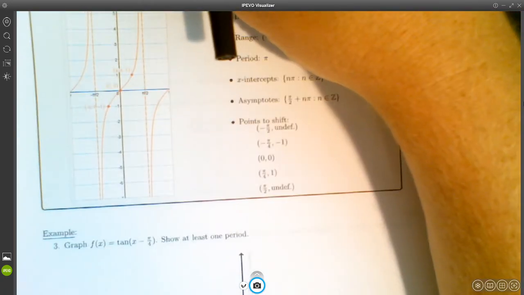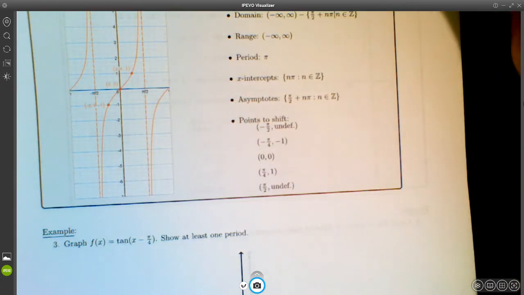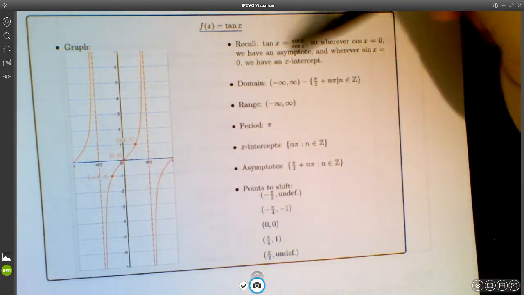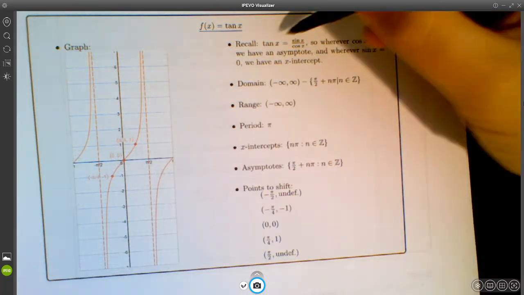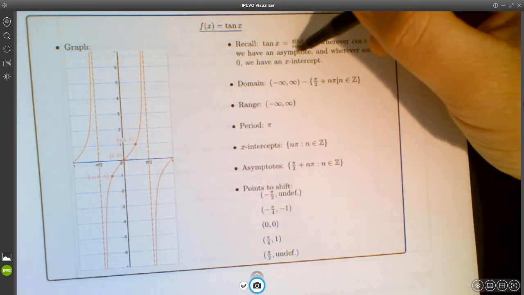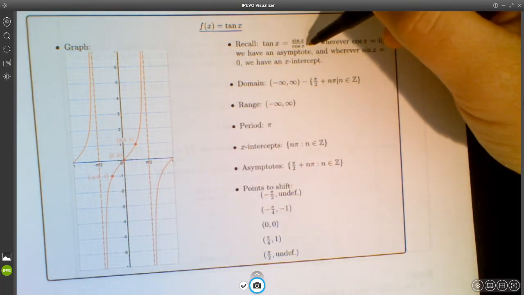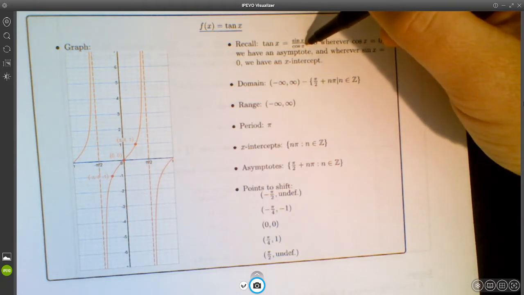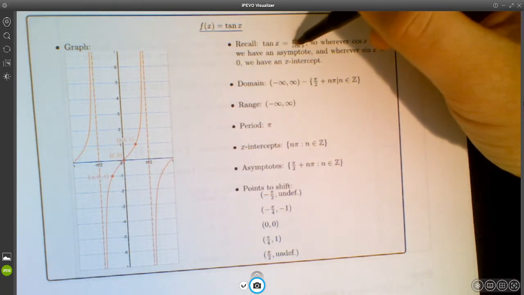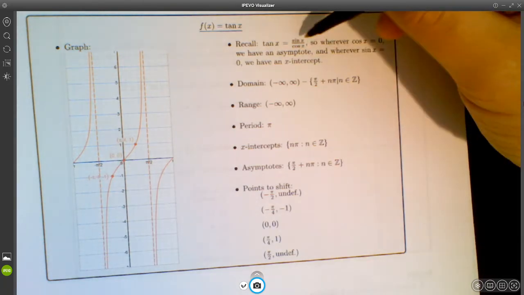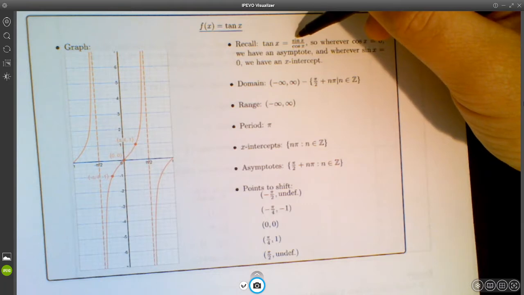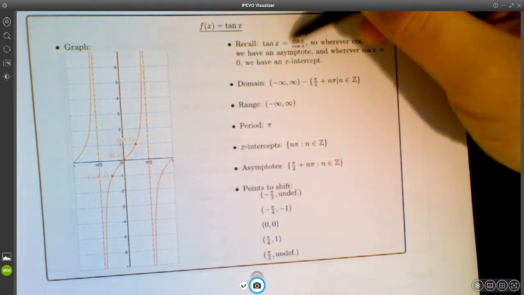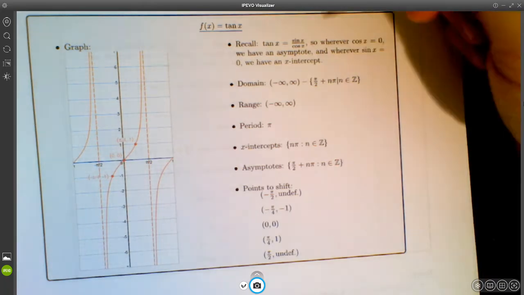So when you go to graph this function, one thing that might help you remember the shape of the function is to remember that tangent is sine over cosine. So you're going to have an asymptote whenever cosine is 0, because the function will be undefined there. So if you can remember where cosine is 0, then you know where you have asymptotes on the tangent function. Meanwhile, you're going to have x-intercepts whenever sine is 0. So if you can remember where sine is 0, then you know where tangent is 0.